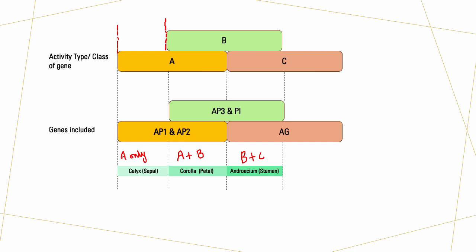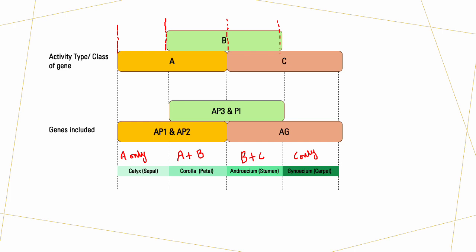Similarly, the section where B plus C genes will be activated, as you can see, is the section where B and C both are involved. So we are trying to represent this particular section over here. The section where both B and C get activated together results in formation of the androecium or the stamen. While the last part where C alone or C only is active is responsible for formation of the gynoecium or the carpel. So A alone gene activated, that part will become sepal. A plus B, that part is destined to become petal. B plus C, stamen. C alone, then the gynoecium or the carpel.